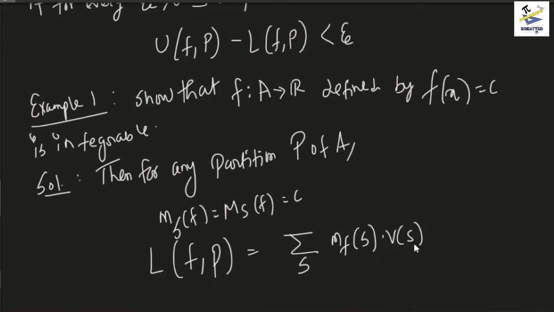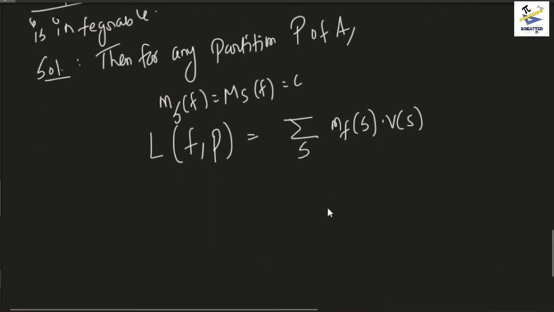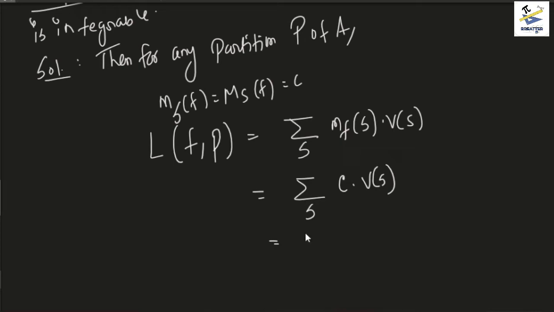So this is the expression for the lower sum. Let us calculate it. For each subrectangle S, the minimum, that is the infimum, is basically C. And what about the volume? We do not know the volume yet, but when we add all the volumes over all the subrectangles, since C is a constant, C comes out. So over all subrectangles, if you add up the volumes of S, it will be C into V of A, right?